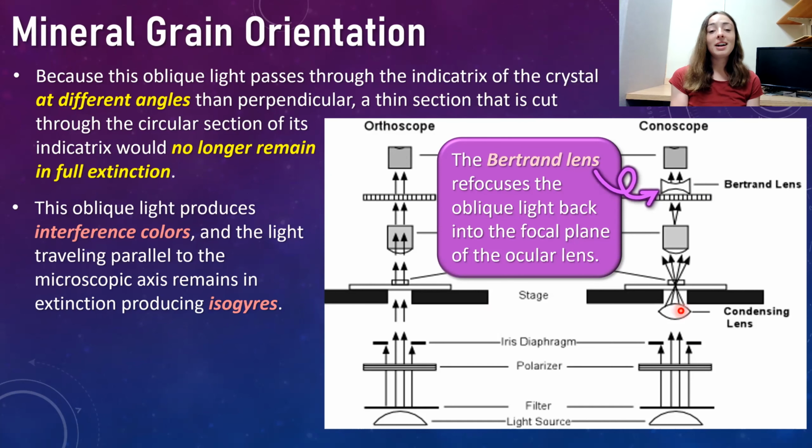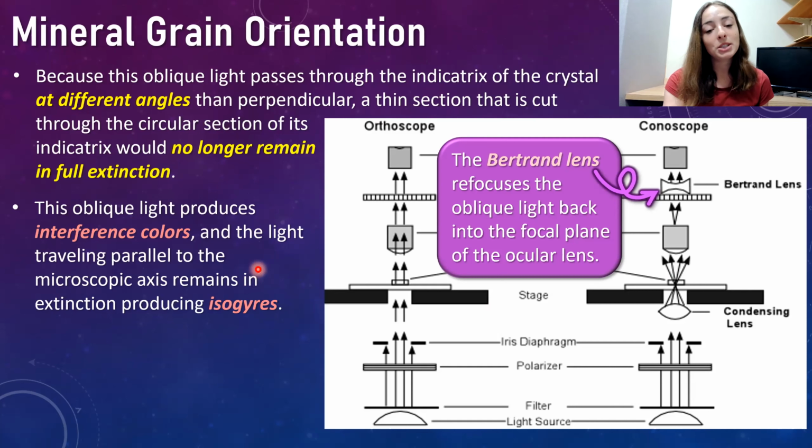So I guess I'm a little ahead of myself because I already said the sentence. Basically, I'm just restating that because this oblique light passes through the thin section at an angle rather than just straight through it, the circular section of the indicatrix is no longer fully in extinction. Instead, the oblique light produces interference colors. Man, I'm really just ahead of the game today.